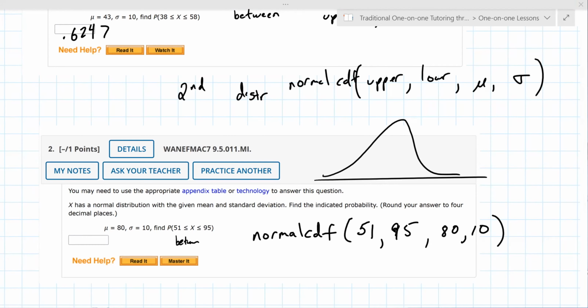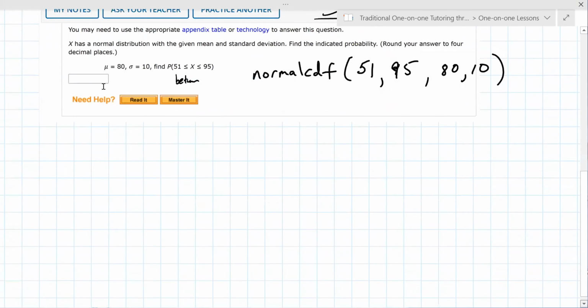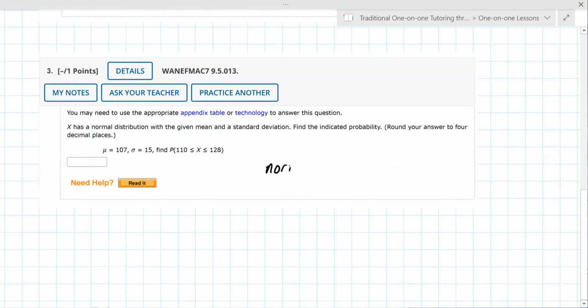So 3 is no different. It's just another set of numbers. I'll snip it in and show you what to enter into the calculator. So again, it's another normalcdf: lower, upper, mean, standard deviation.